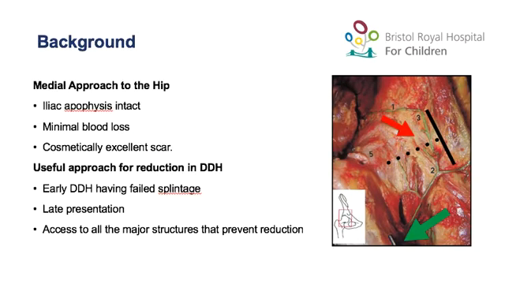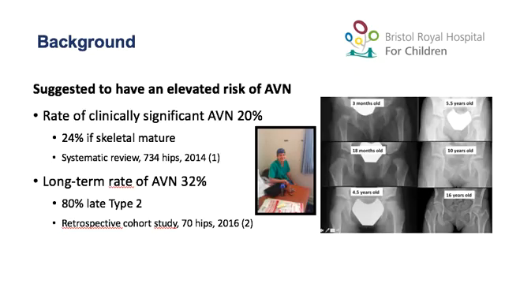The medial approach to the hip is a useful means of reduction in children with DDH that have failed Pavlik harness or presented late and provides an excellent cosmetic result. However, the medial approach has developed a bit of a bad reputation. Some authors report excess rates of avascular necrosis, particularly type 2, which is lateral growth arrest. There is a wide range of data for this from different centres.